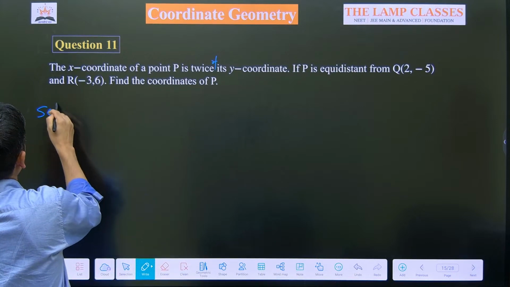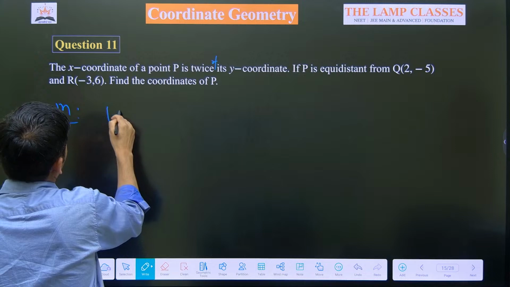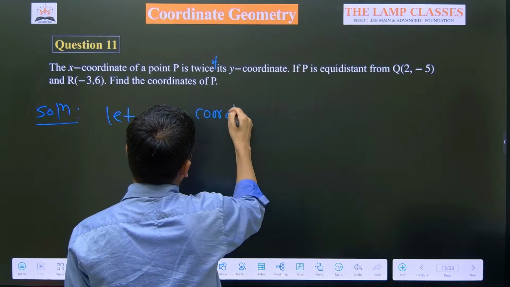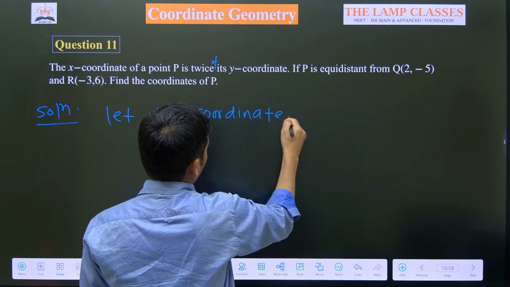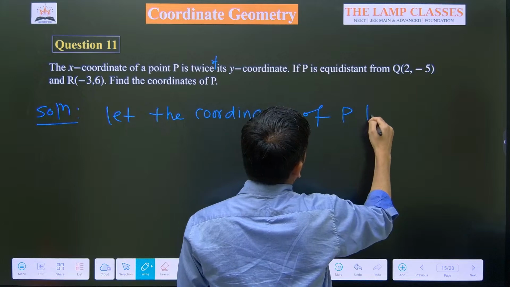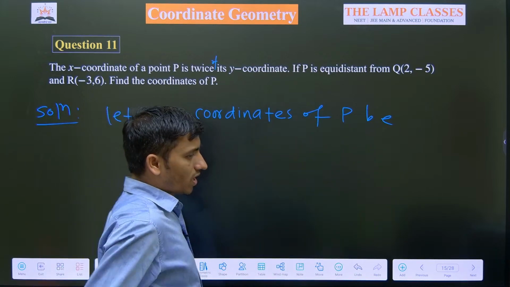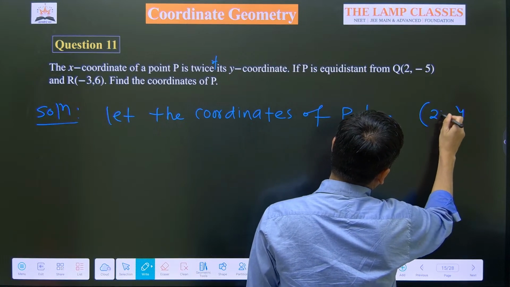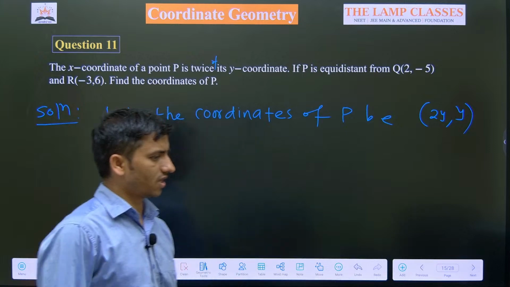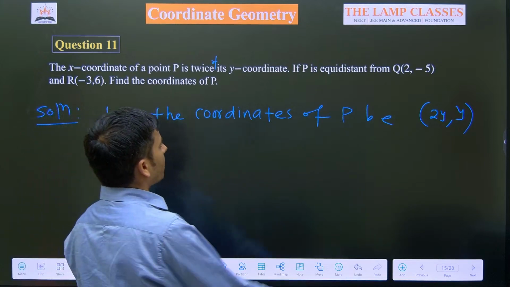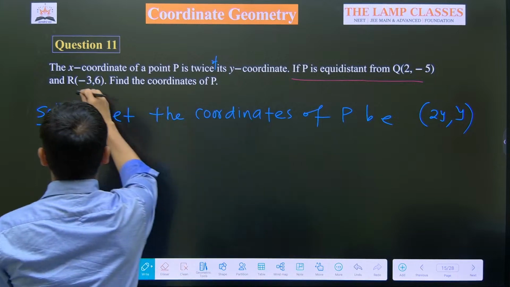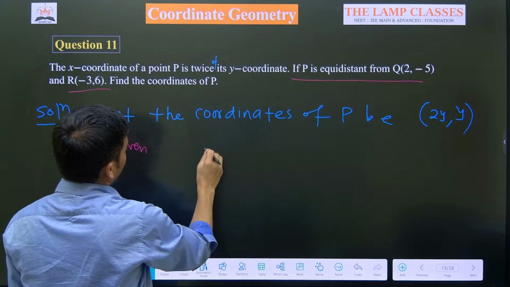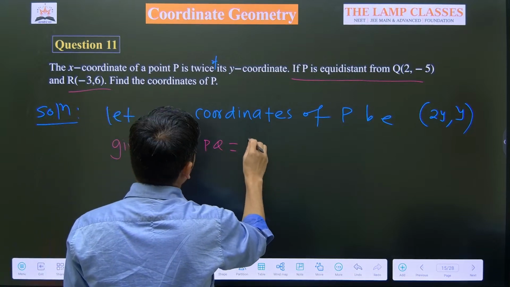So in the very beginning itself we can assume the coordinates of P. The x coordinate is twice of y, right? So if I take the y coordinate as y, can I say the x coordinate must be 2y? Let's try to find y by using the condition that P is equidistant from these two. So we'll use the given condition, PQ is equal to PR.